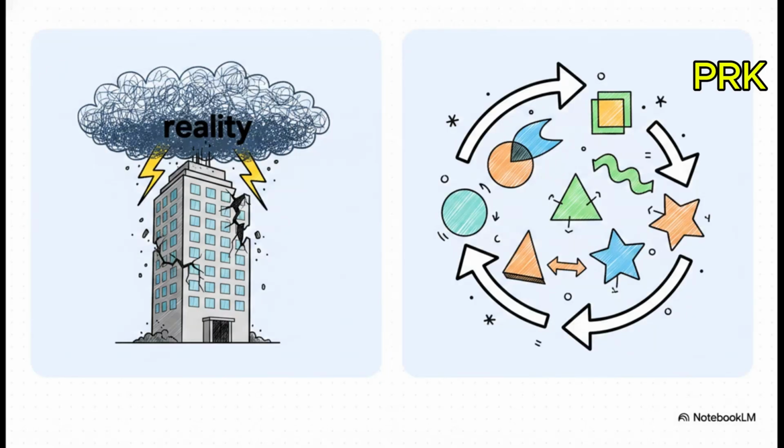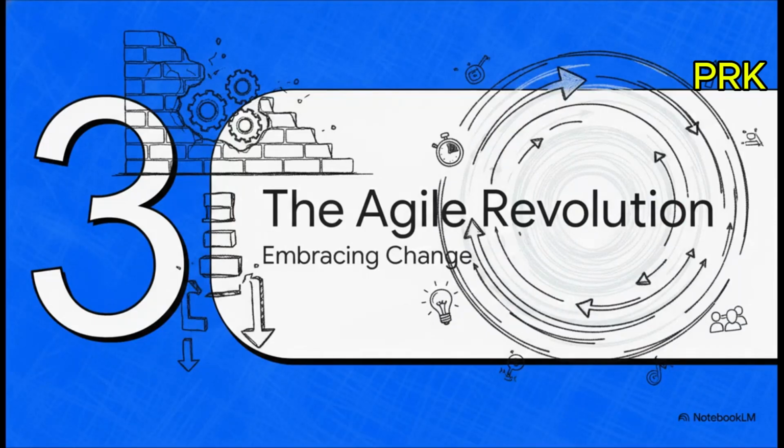But here's the ultimate clash between theory and reality. Waterfall completely broke under the pressure of the real world. Why? Well, perfect foresight just doesn't exist. Clients inevitably change their minds right before launch, there's always scope creep, and moving targets are just a fact of life. Section 3, the Agile Revolution, embracing change.